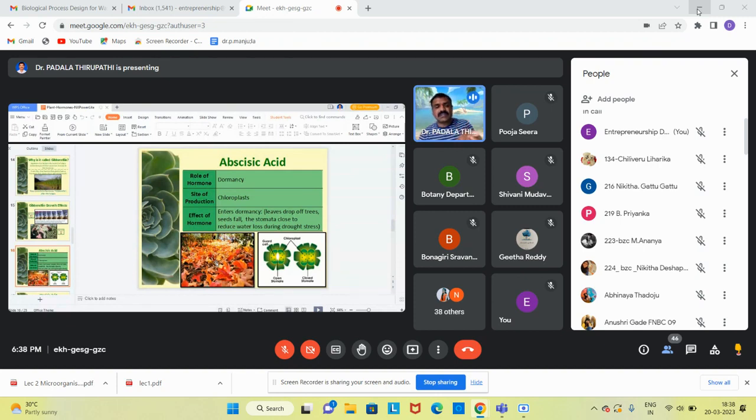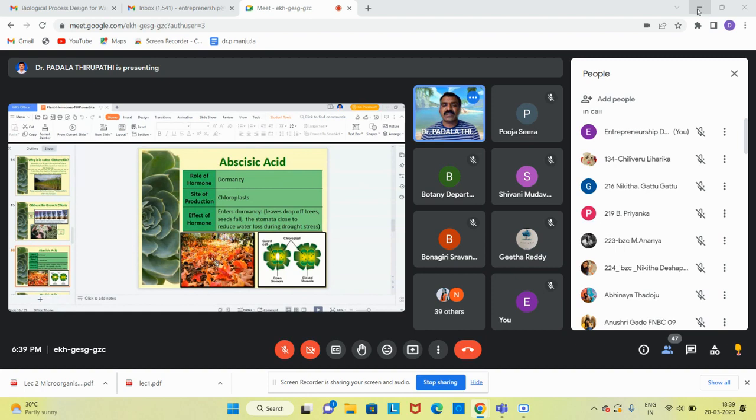In the previous slide, we observed that stomata are opening. Stomata are opened by cytokinins, but stomata are closed by abscisic acid, my dear friends. Am I clear? And also the induction of senescence and dormancy were observed in different plants. In this dormancy or senescence phase, leaves and fruits, or seeds, fall down from the trees or plants.